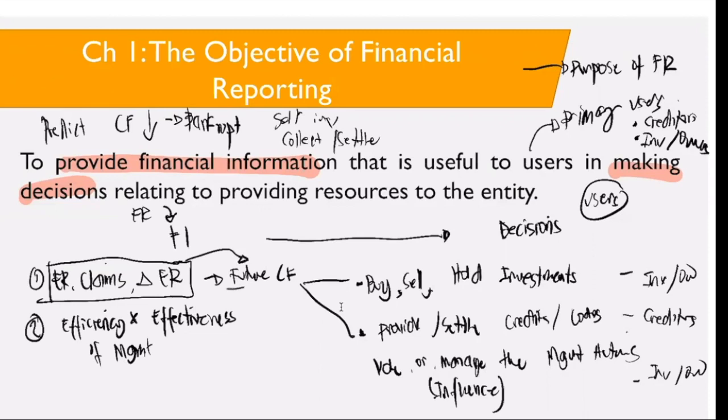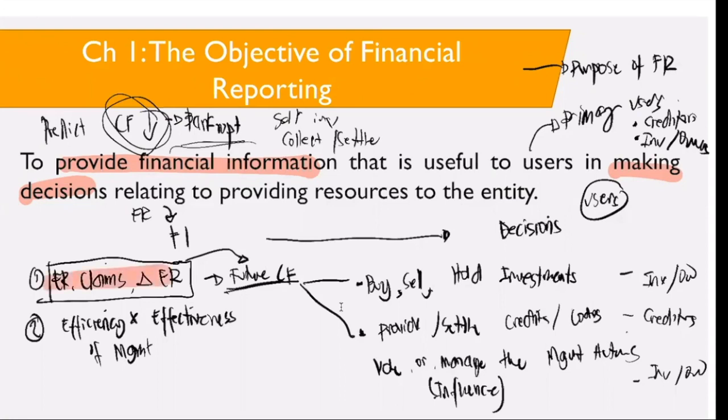And based on your future cash flows, you predicted that the cash flows over the years will go down. With this, the company has a tendency to become bankrupt. And out of this tendency, as the investor or the creditor, or the primary user itself, what should be your decision? Of course, you should sell your investment as the owner, and you should collect or settle the loans if you are a creditor. Therefore, out of this financial information, this is the financial information.